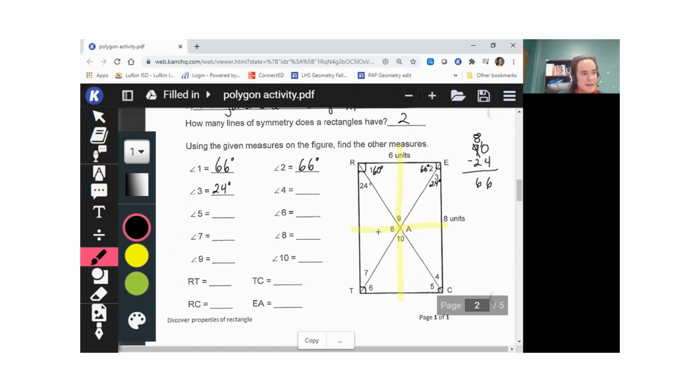Now let's use this horizontal line of symmetry. So 24 matches up with 7, so 7 is 24 degrees. 66 matches up with angle 6, so angle 6 is also 66 degrees. Angle 2 matches up with 5, so angle 5 is also 66 degrees. And angle 3 matches up with angle 4, so angle 4 is 24 degrees.